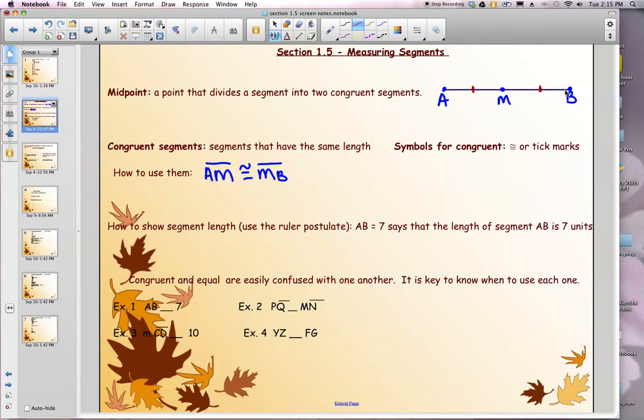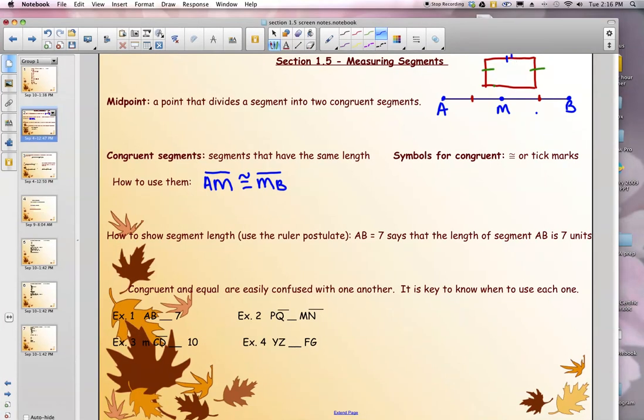If you have more than one pair of segments that is congruent in a picture, you can use more than one tick mark. So let's say you had a rectangle, and we would use one set of tick marks here to say that those two sides are congruent, but we would use a different set of tick marks for these two because they are also congruent. So I would use two tick marks to show that this one's congruent to this one and this one's congruent to this one. The ones that match are the ones that are congruent.